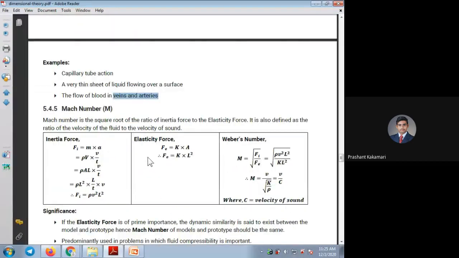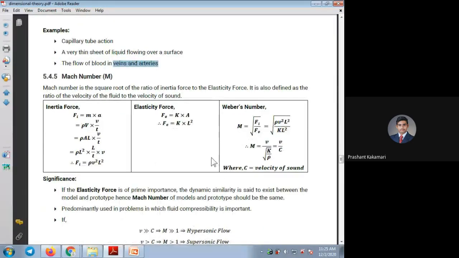The last one is the Mach number. Again, as I told, under square root, you have to take some ratio. Which ratio? Inertia force and elastic force. So the Mach number here is very important to focus on. The Mach number is considered for compressible fluids, and in the majority of cases we consider the Mach number for compressible fluids like gas and air.